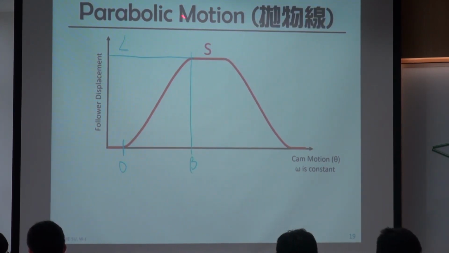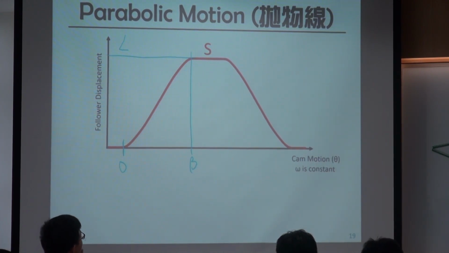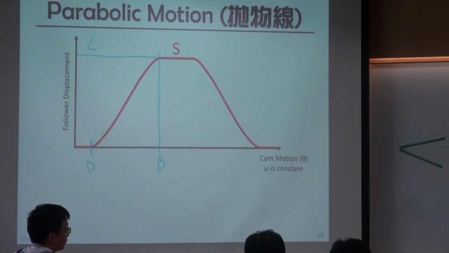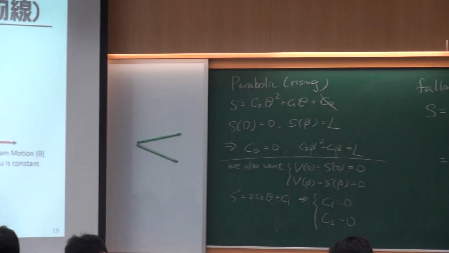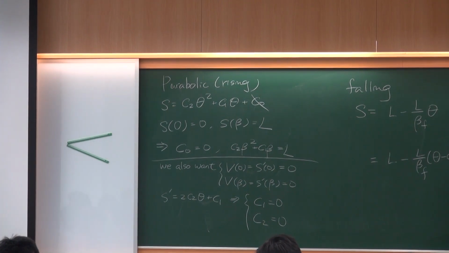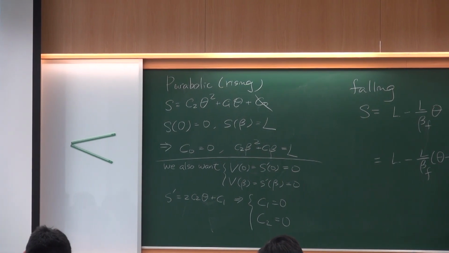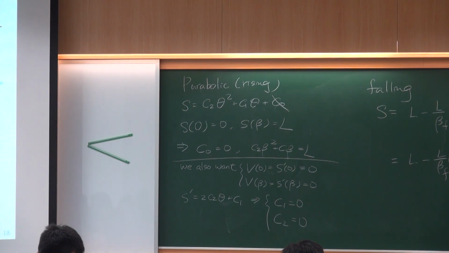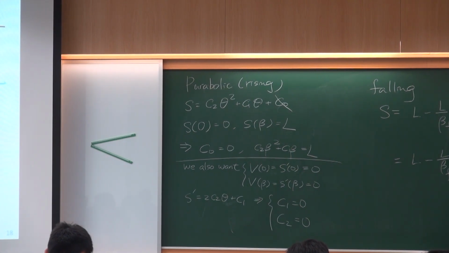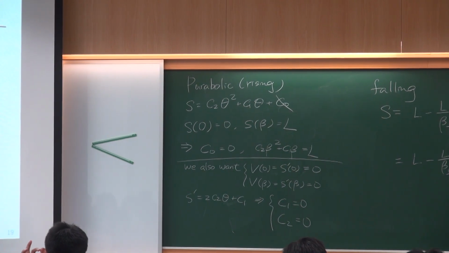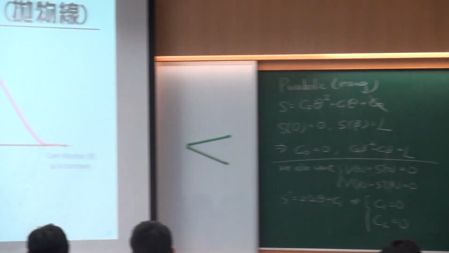So in this parabolic motion, we want to make v0, which means s prime 0, equal 0, and we also want v beta to be 0. Because we want to improve the motion. We want this motion to be better than the previous one. We want this parabolic motion to be better than the uniform one.